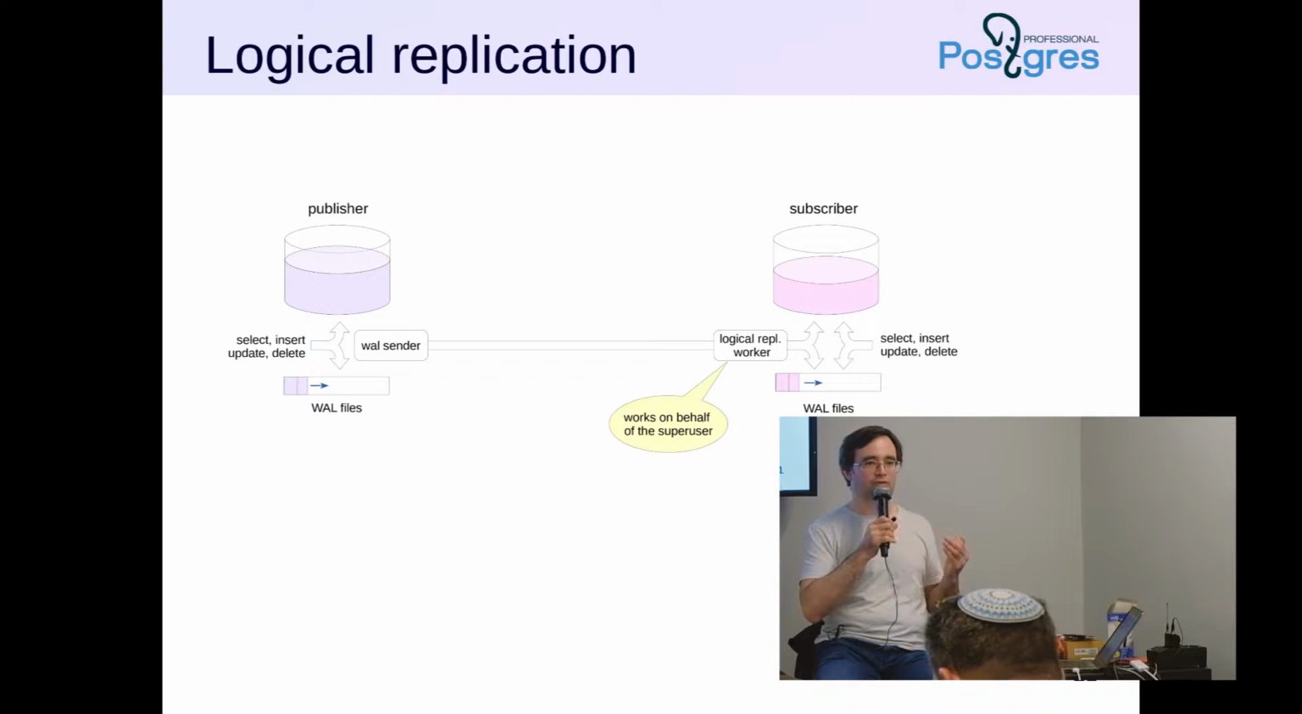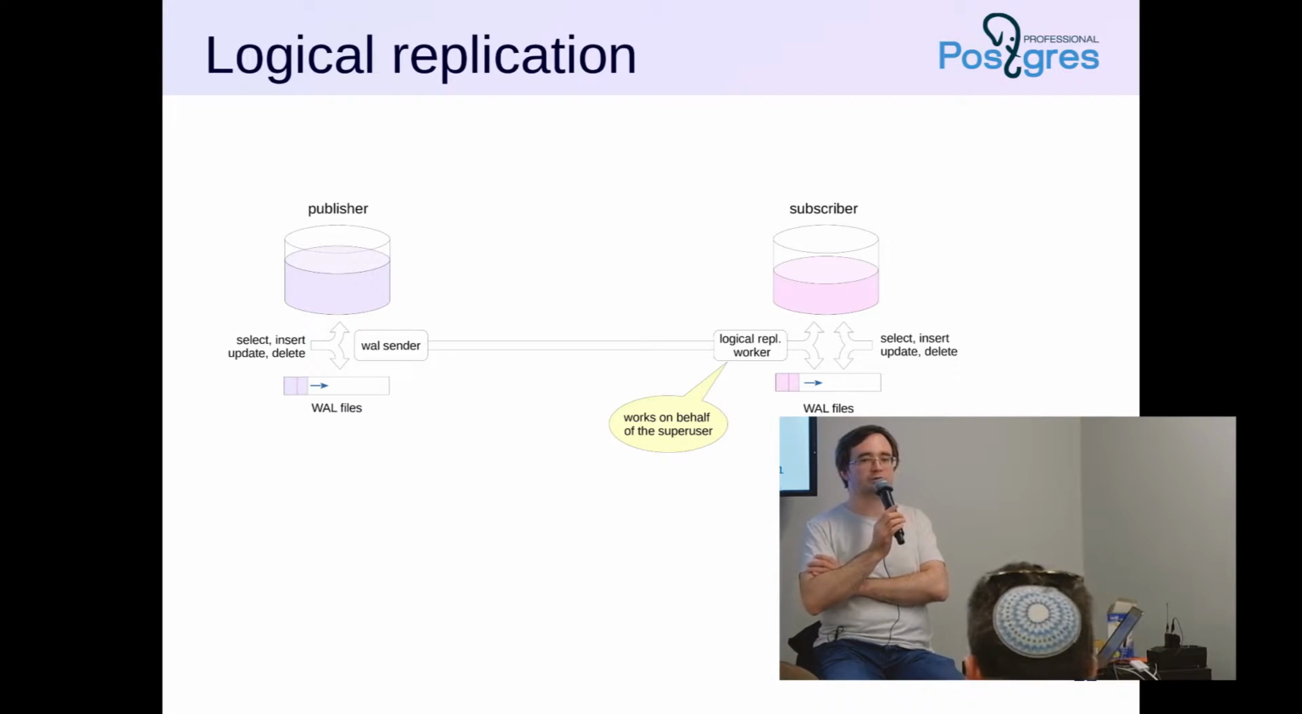And in this case, it may end in conflict, because you can insert a row with some primary key, and a row with the same primary key can come from the publisher. In this case, replication stops, and you have to manually resolve this conflict. For example, you have to delete the conflicting row, and then replication will continue to operate.